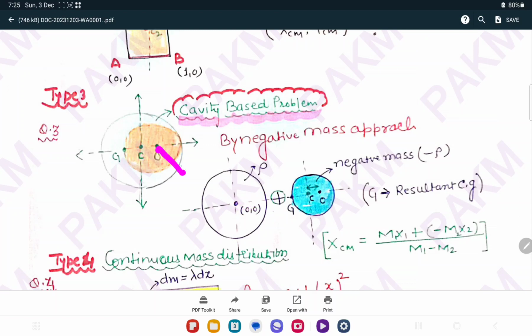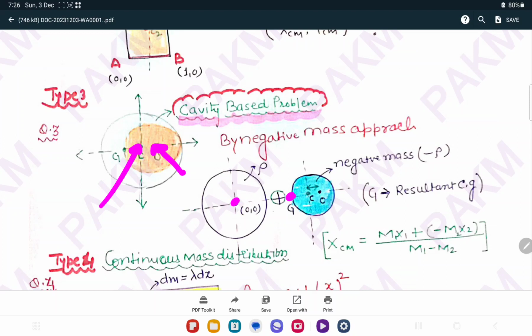Like they have given O1 is a center, C is the center of the given sphere, and G is the resultant center of mass. So kindly make the whole circle first, and then a sphere that is cut out from the given sphere. We can consider that particular mass that is getting out as a negative mass, and this is the complete mass.